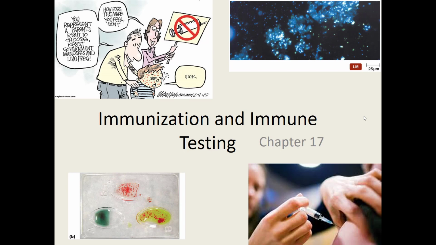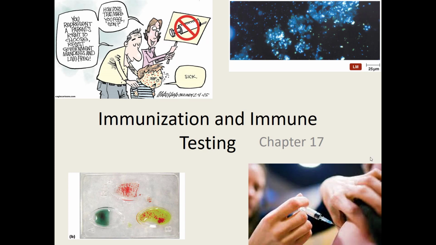So in this PowerPoint in Chapter 17, we're looking at different ways we can form immunization, how someone can be immunized against a particular pathogen, as well as different types of immune system testing to really help us diagnose patients. We can diagnose an individual as having a particular disorder just based on their immune system reaction if they've been exposed to it or not.